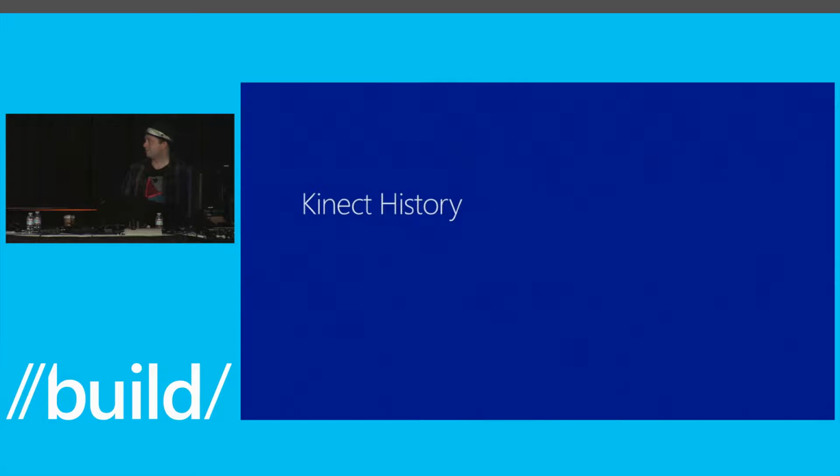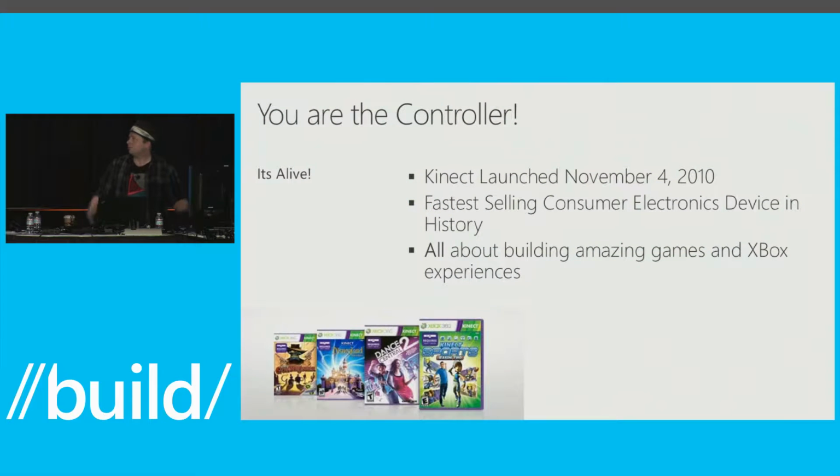So a little bit about history. So you are the controller. In 2010, we launched Kinect and had the honor of becoming the fastest selling consumer electronics device in history, actually certified by Guinness. Fundamentally, at the time, it was all about building amazing games and amazing experiences in Xbox. So things that are in the shell that weren't there before, and games like Dance Central or Kinect Sports that actually engage your full body.